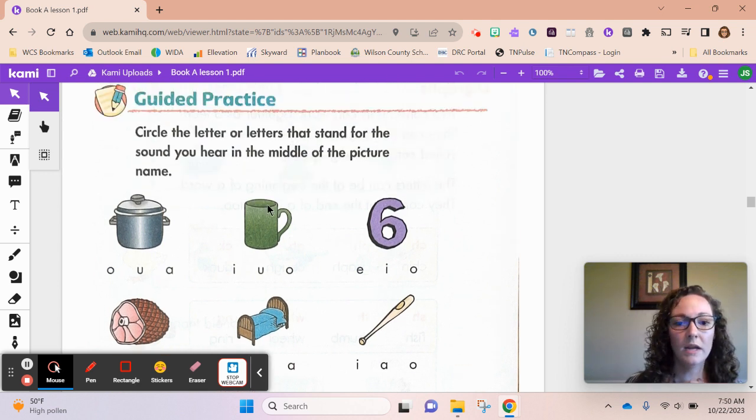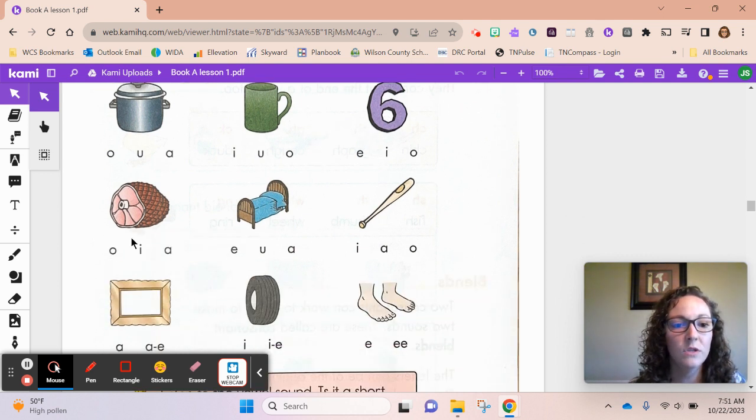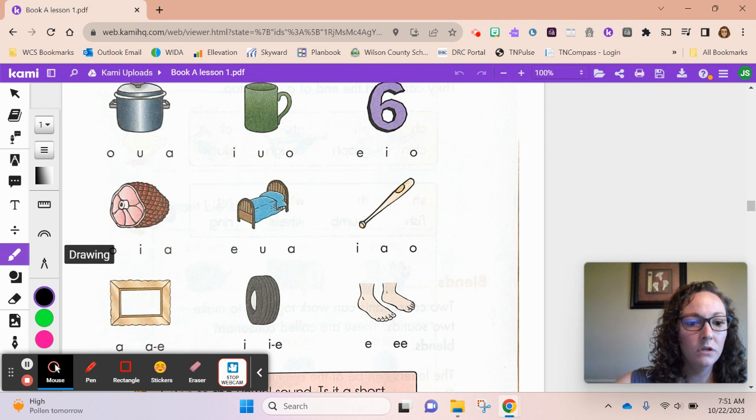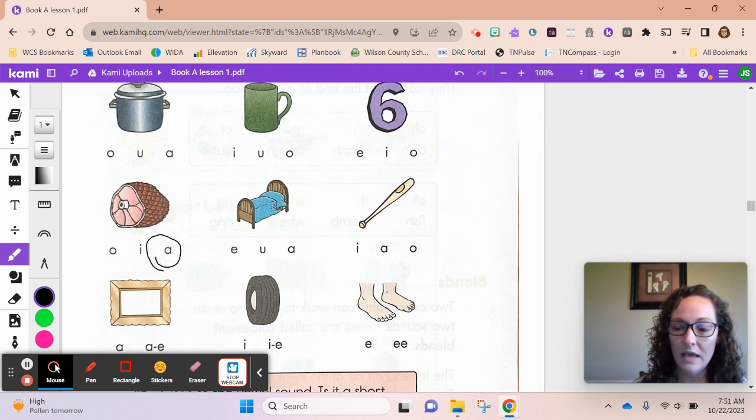So the guided practice, the directions were circle the letter or letters that stand for the sound you hear in the middle of the picture name. We did pot, p-a-t, o. We did cup, k-a, p, which is u. And we did six, s-i-x, with I as the middle sound. So this is where we have not done this yet. This word is ham, h-a-m. Circle the middle sound. I'm going to do this first one with you. So I would circle A because A is the middle sound.